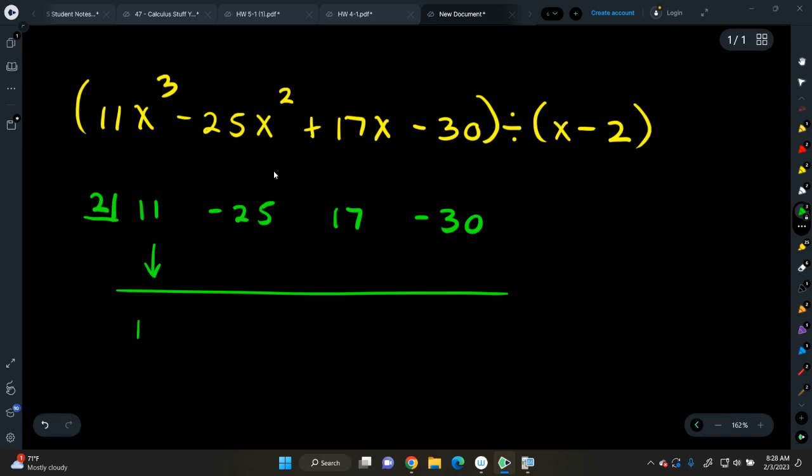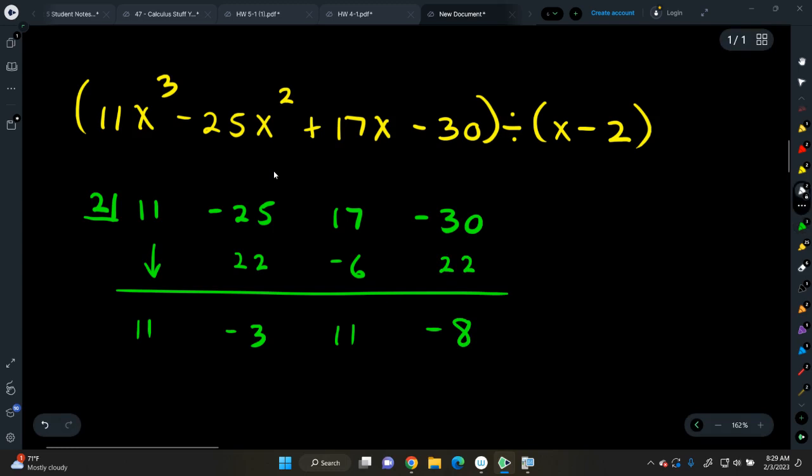So I have 11. And then 2 times 11 is 22. And then we're going to add, so we get negative 3. 2 times negative 3 is negative 6. And then we'll add 17 plus negative 6 is 11. 2 times 11 is 22. And then we add and we get negative 8.